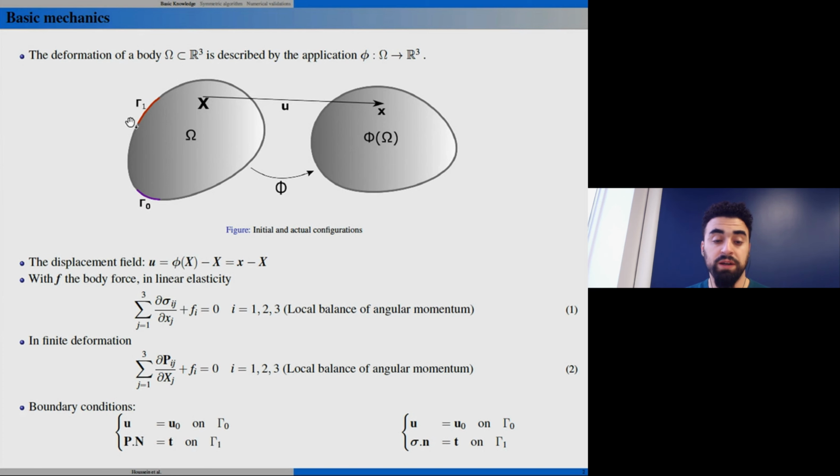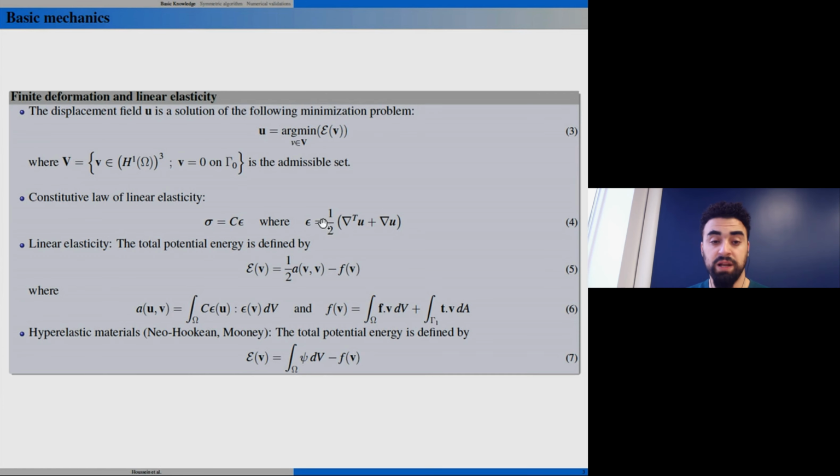For example, here at gamma 0, we can impose a displacement, and on gamma 1, we can apply a surface load. Our displacement field is also a solution of the minimization of the total potential energy E over the set V, the admissible set, where here we impose a Dirichlet condition on gamma 0.